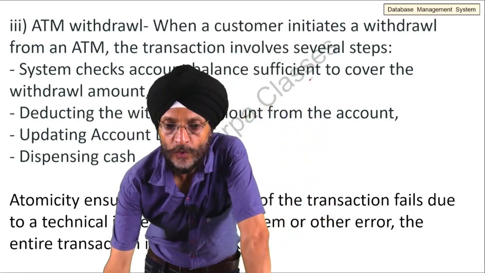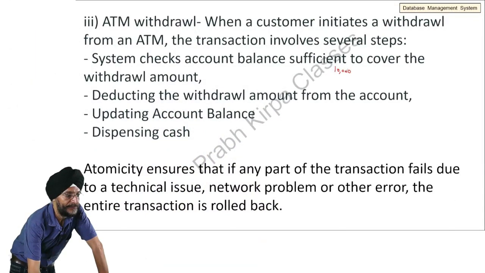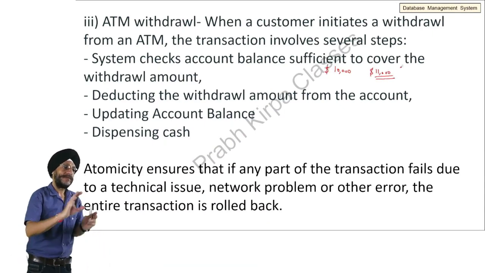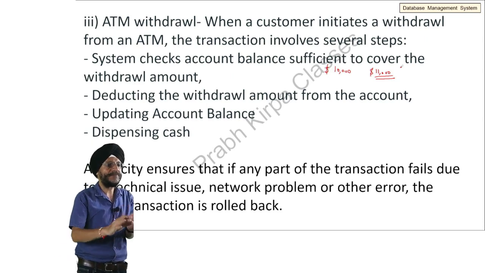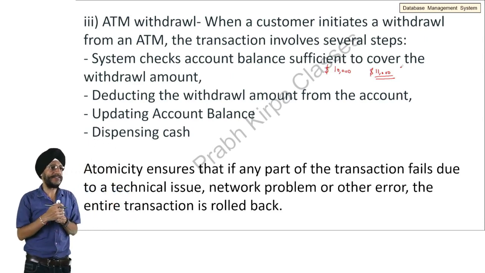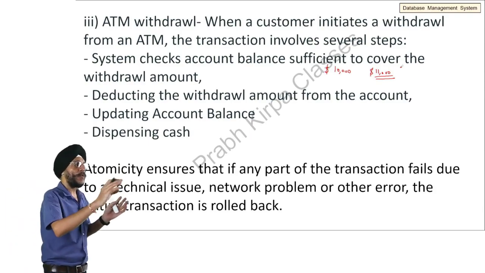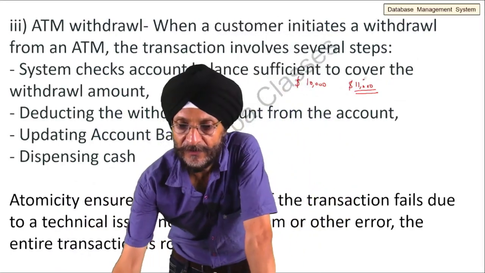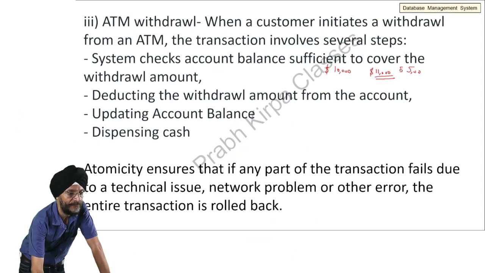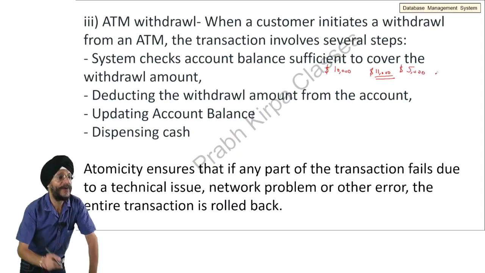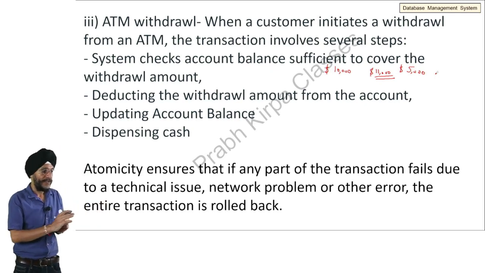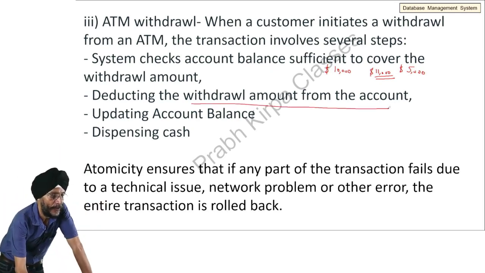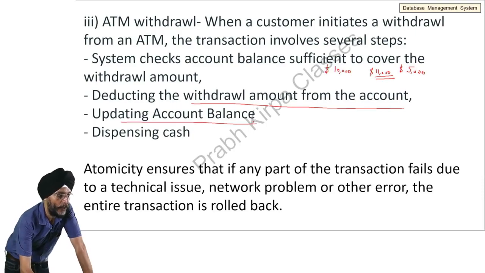Suppose you have $10,000 in your account and you want to withdraw $11,000. The system will say that you do not have sufficient balance, so it may decline the transaction, or it may ask you to revise the amount. If you want to withdraw only $5,000, the system will allow you. After deducting the withdrawal amount from the account, your account balance is updated.